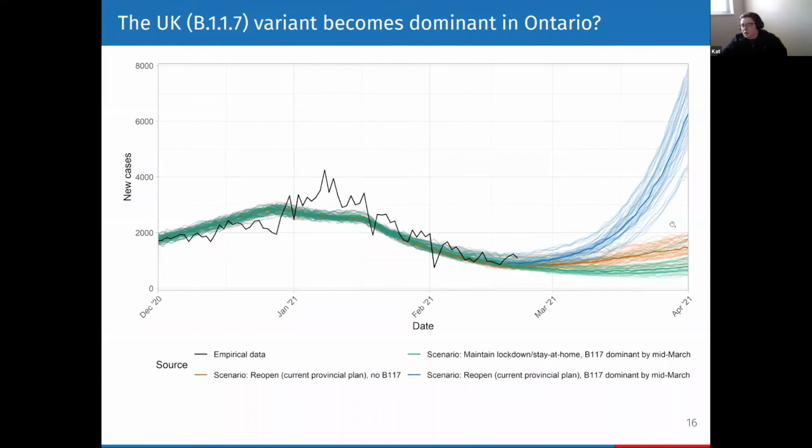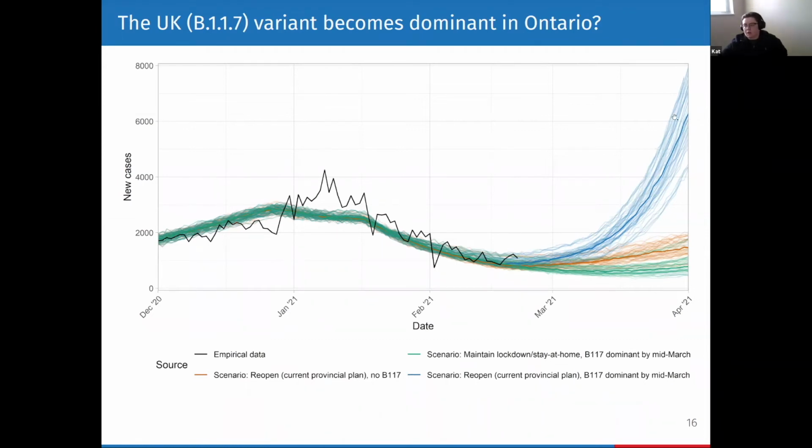The blue line here, the solid one, is the median, and then these paler lines are just individual simulations. You can see that with that B117 strain present and dominant by mid-March, our cases come up really substantially under this reopening plan. And you can see how the plan that's in place right now would make sense without B117, because that's what's shown with the orange line. If there's no B117 in the province, then reopening now is fine. But as soon as that B117 strain is circulating and it's more transmissible, you see cases come up really drastically.